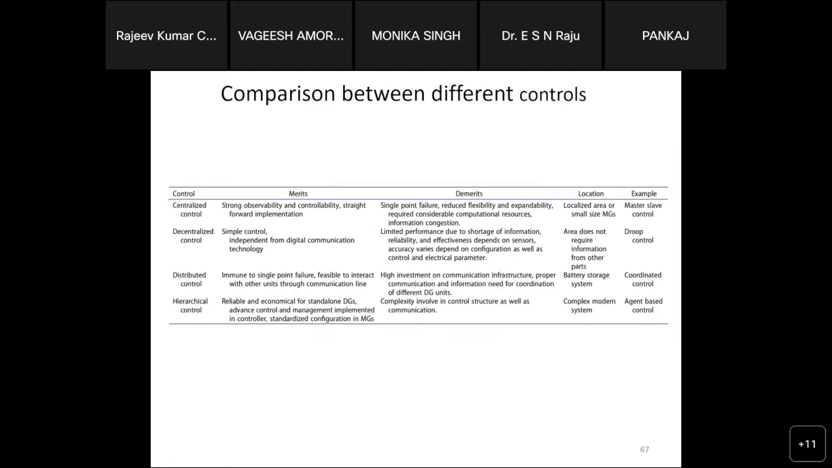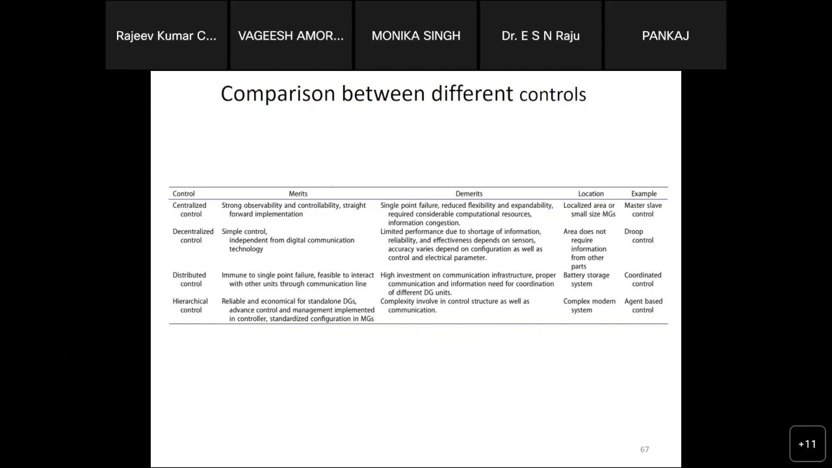when we go for more communication, we have to invest more in the communication infrastructure, as well as manage the data from all the communication devices, and coordinate that data with all the different DC units. For the battery energy storage system, we can go with distributed control. The best example is coordinated control.